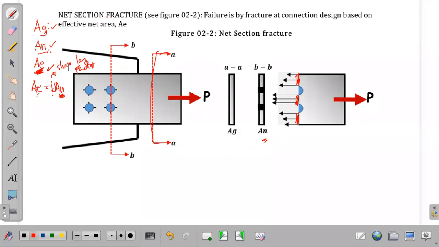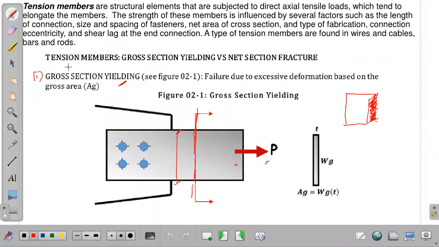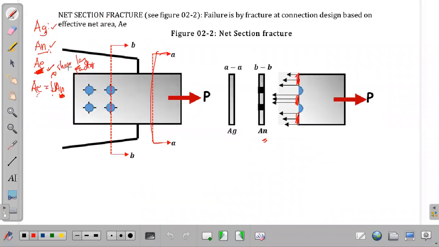So yan yung dalawang possible failure or limit state when we analyze tension members. Una, yung gross section yielding, pagka gross area yung kino-consider natin, at yung pangalawa, yung net section fracture, pagka net area yung kino-consider natin.